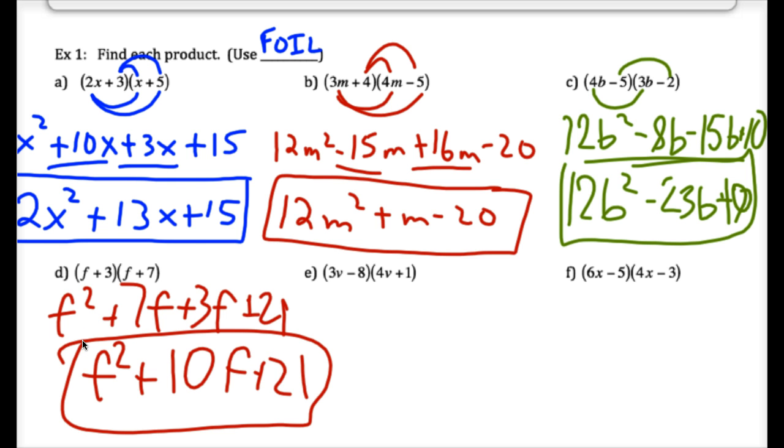Alright, somebody verify that Olson's got the right answer. Oh, I got it. Who's got E? Oh, that looks better from here than on the board.